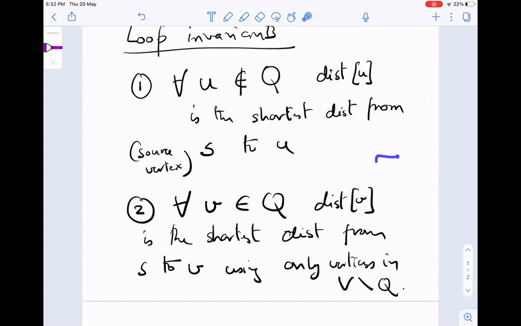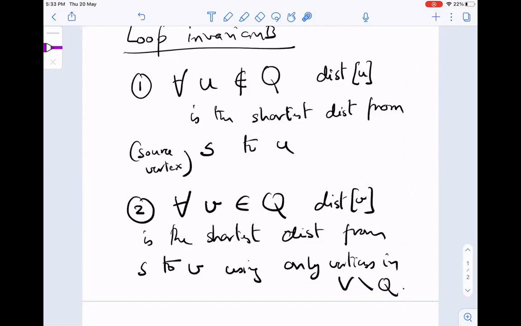But consider the time when U is removed from Q. At that time U is the vertex with the minimum distance, right? Yes. At that time the loop invariant holds. Till that time this is all satisfied. It's the induction kind of stuff, right? At some point of time, all of them are satisfied. But now consider the time when U is being removed from Q. U is the vertex with the minimum distance.